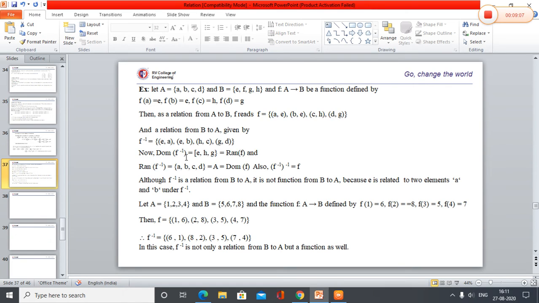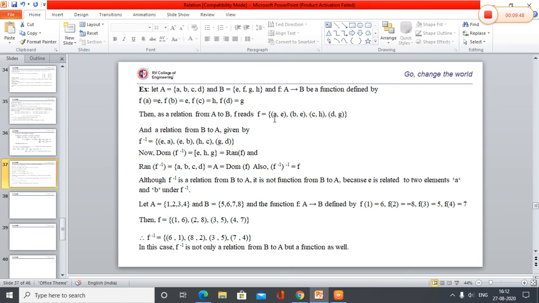Now what is the domain of f inverse? Domain means I write the first element of each ordered pair. Range means I write the second element of each ordered pair. So for f inverse, the domain will be E, H, and G. That is nothing but the range of f, right? Similarly, the range of f inverse will be the second elements of the ordered pairs, and that is nothing but the domain of f. Also, if I take the inverse again, the pairs will reverse and I will get back the same function f. So I can write (f inverse) whole inverse is equal to f only. So f inverse is a relation from B to A.